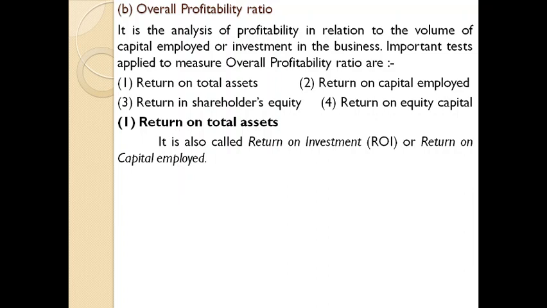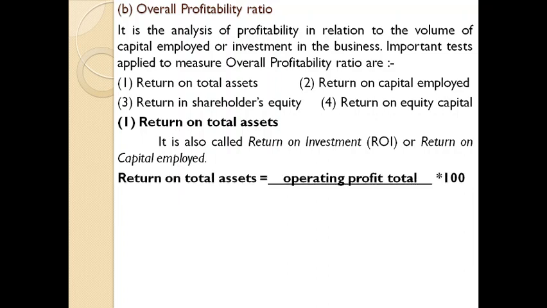As the name suggests, return on total assets is otherwise known as return on investment, ROI, or return on gross capital employed. Just familiarize yourself with all these terms because they can be used synonymously in questions. It can be calculated using the equation: return on total assets is operating profit divided by total tangible assets. Operating profit, total operating profit, or operating profit, those terms can be used synonymously. Operating profit divided by total tangible assets into 100.